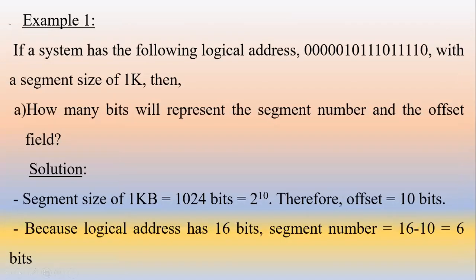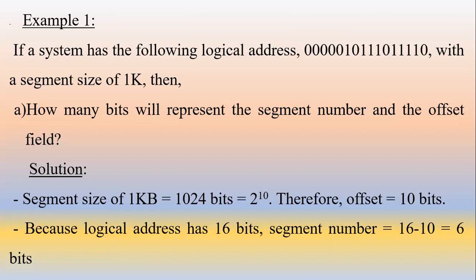An example on how we do the computation is as follows. If a system has, for example, the following logical address 0000010111011110 with a segment size of 1 kilobyte, then this is how we move on. The question is, how many bits will represent the segment number and the offset field?